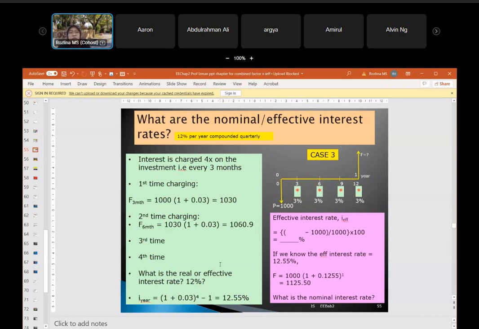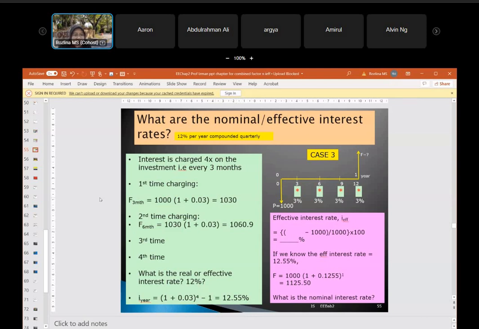It's like a snowball, you know, snowball. You have seen one snow rolling, then it becomes bigger. It's like that, it accumulates and becomes bigger. Then third time, fourth time. So at last you can see the value becomes 12.55%.